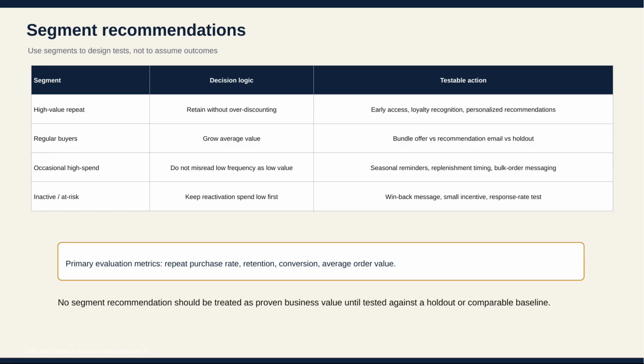Regular buyers are the cleanest growth opportunity, so a bundle offer versus recommendation email versus holdout test would make sense. Occasional high-spend customers need different handling because lower frequency does not mean low value. Inactive customers should receive low-cost reactivation first so the business does not spend heavily on customers who may not respond.